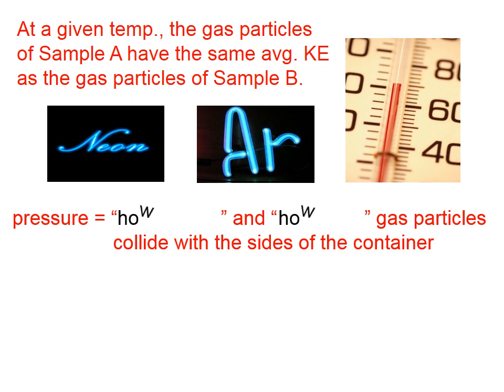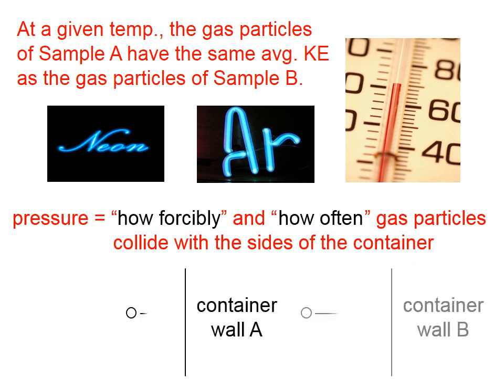Pressure is related to how forcibly and how often gas particles collide with the sides of the container. If I give you these two scenarios here and ask you in which container is there more pressure, you'll answer container B, because while there are the same number of particles, the particle in container B is moving faster, as indicated by the longer arrow.